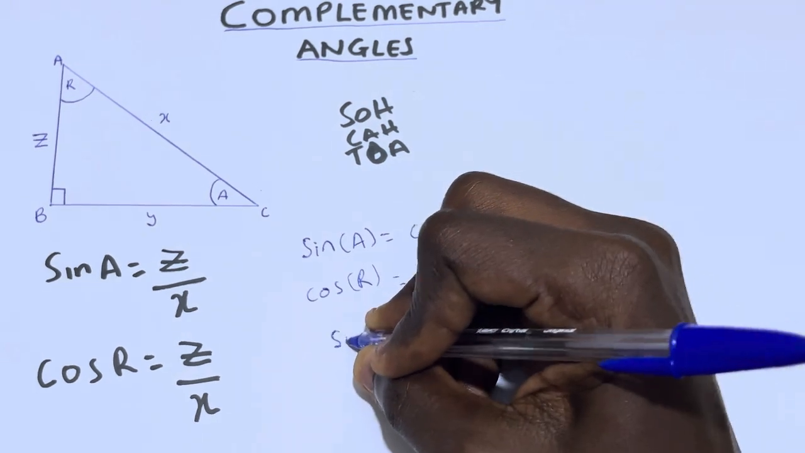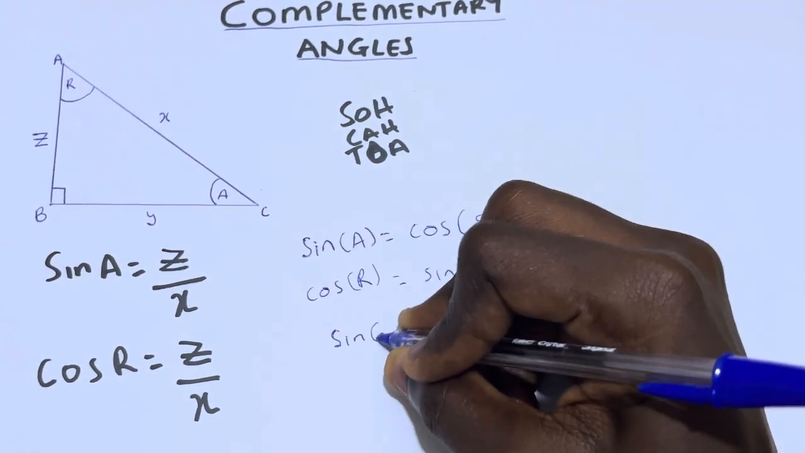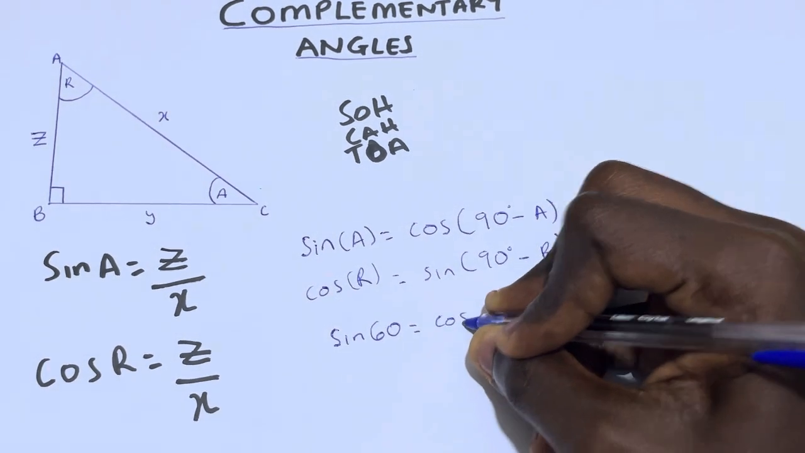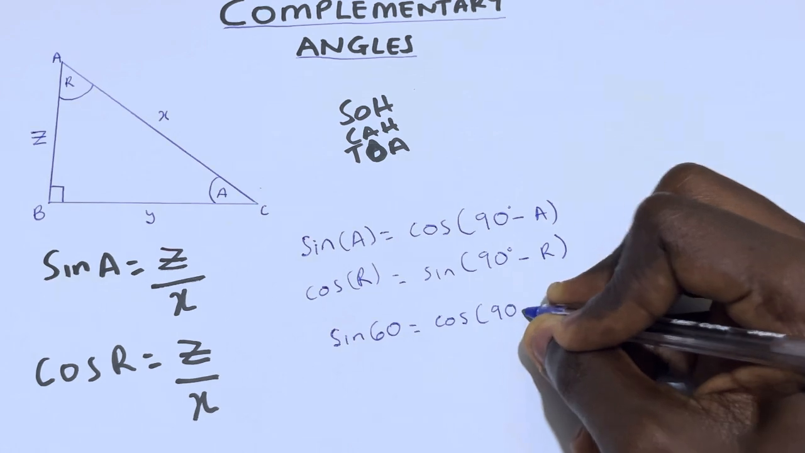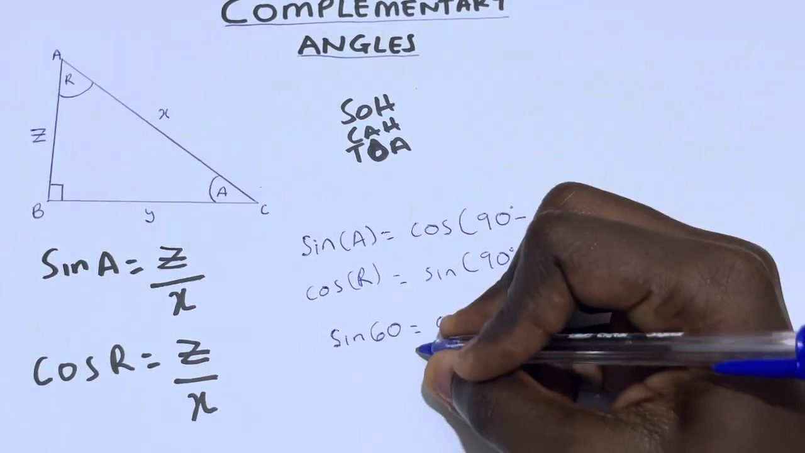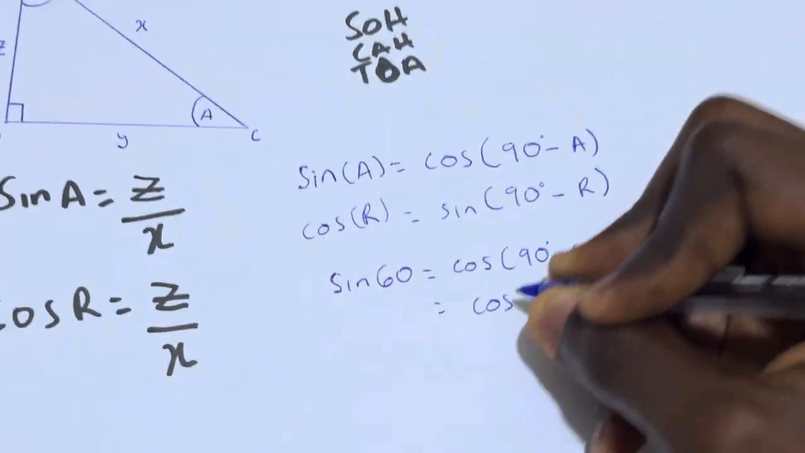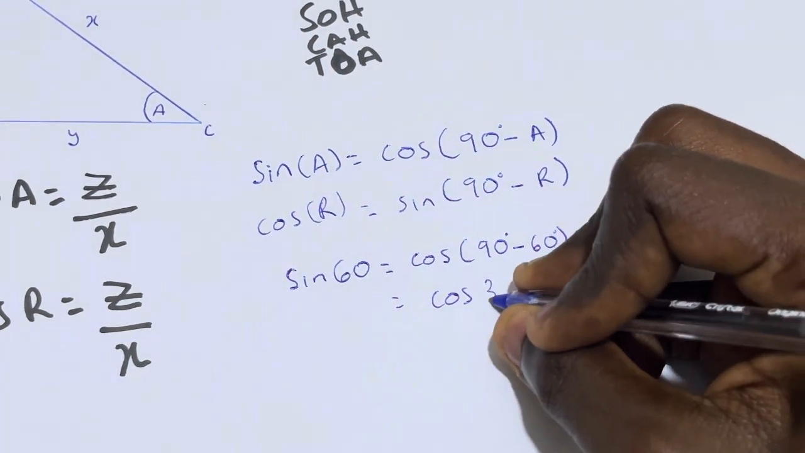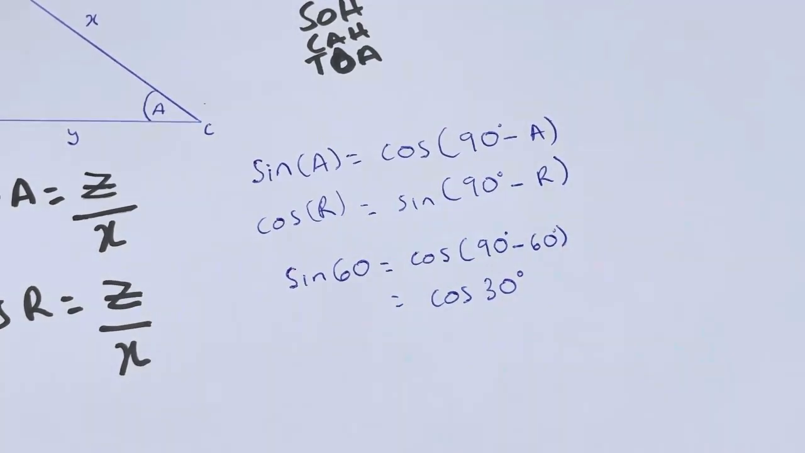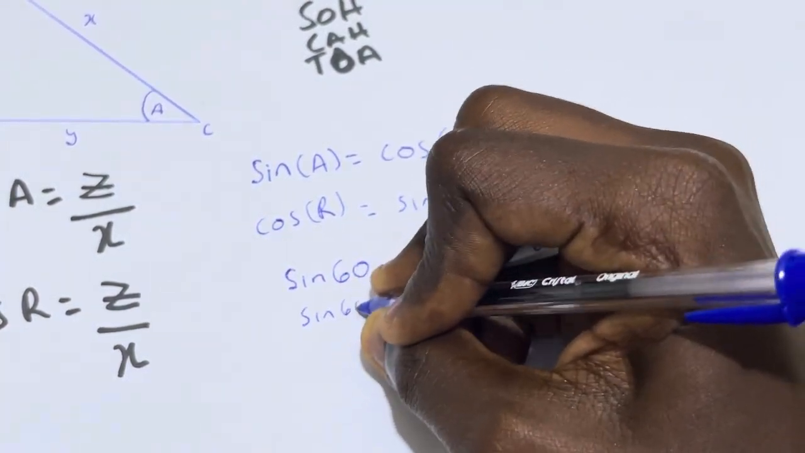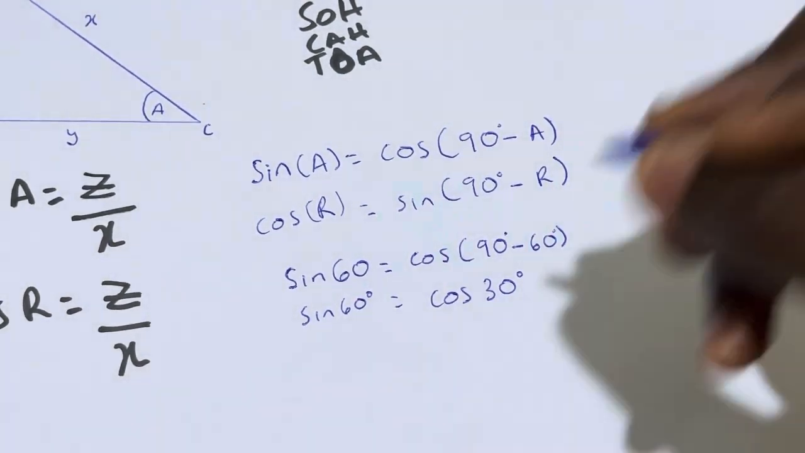Let's take this for example. Let's say you have the sine of 60. We want to convert this to cos. That is the same as cos of 90 minus 60, and we have this to be cos 30 degrees. Try punching this on your calculator. You see that sine of 60 is equal to the cos of 30.